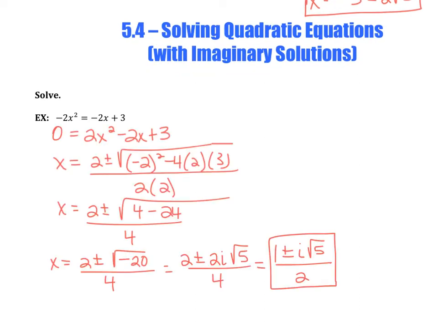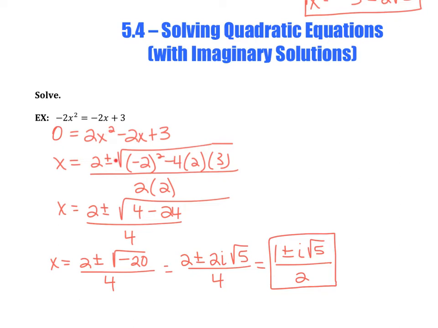All right, so let's talk through this one and see how you did. First thing we need to do is get our equation set equal to 0. We can't use the square root method because we don't have just a squared term and a constant. So let's get our equation set equal to 0. I ended up just moving the negative 2x squared to the other side. And then if we try to factor this, it will not factor. So we're going to use the quadratic formula.